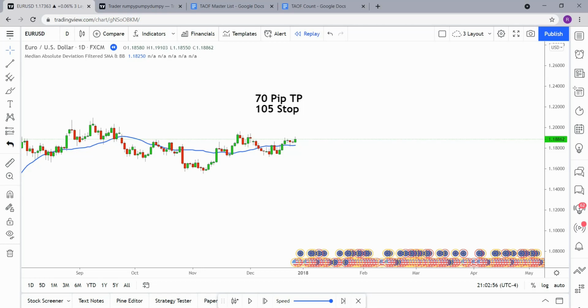Welcome back, viewers. Today we will be testing the median absolute deviation filtered SMA and BB indicator.